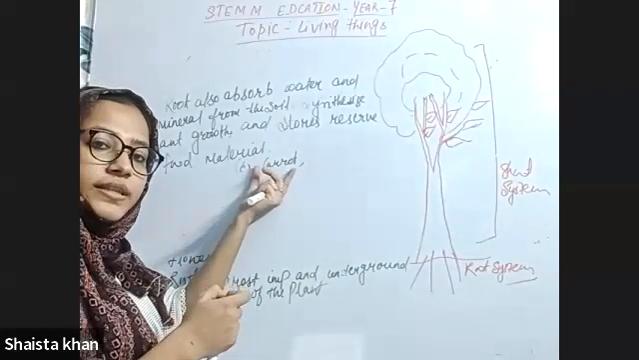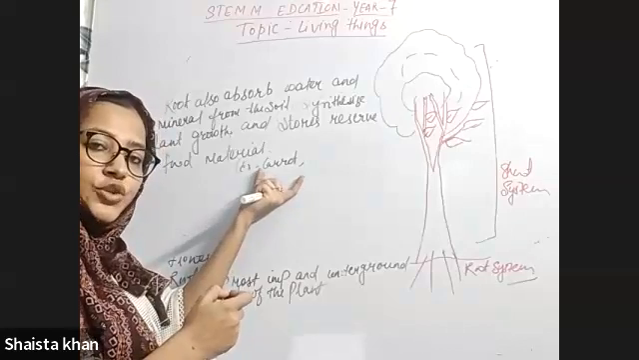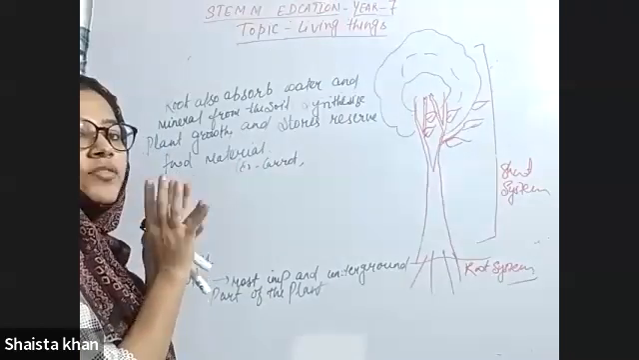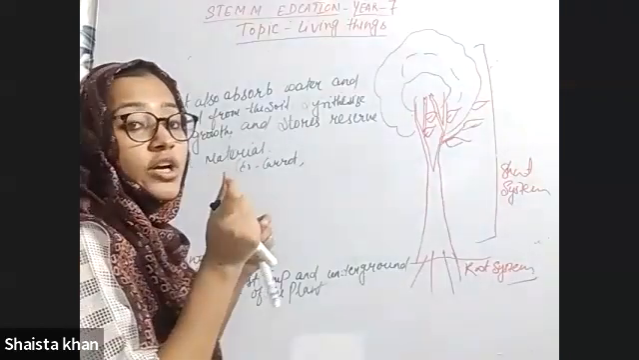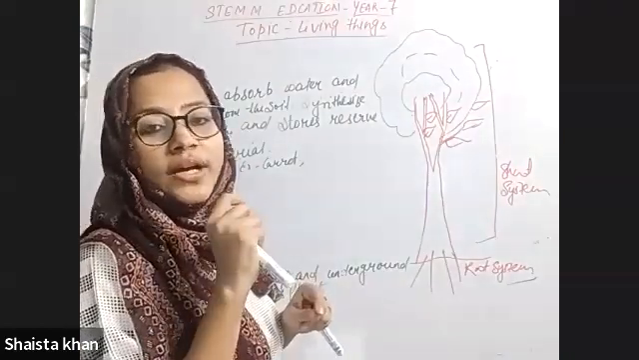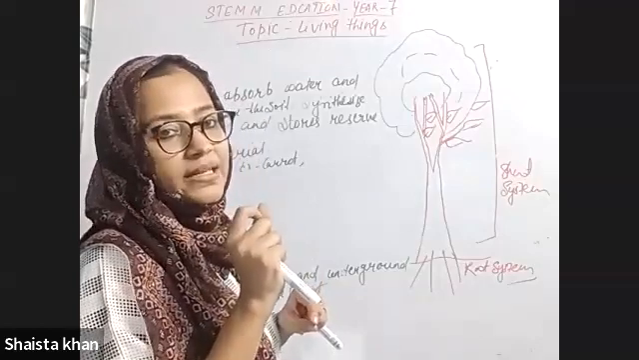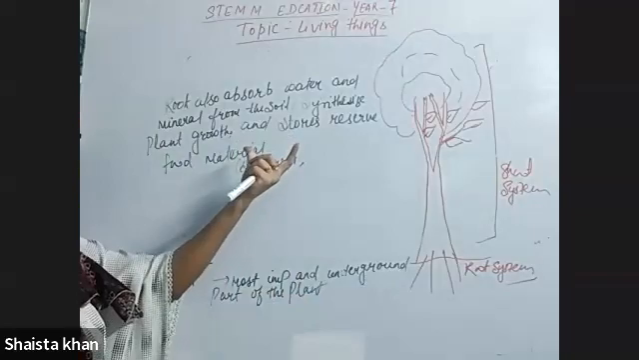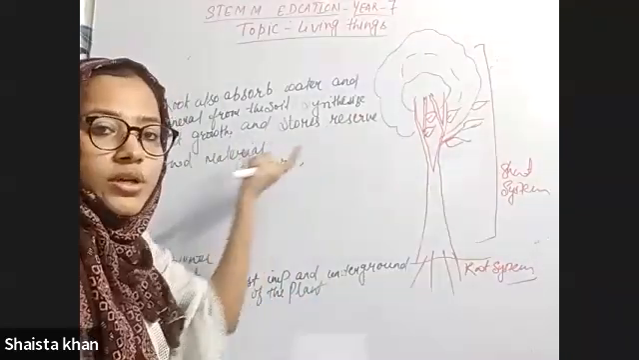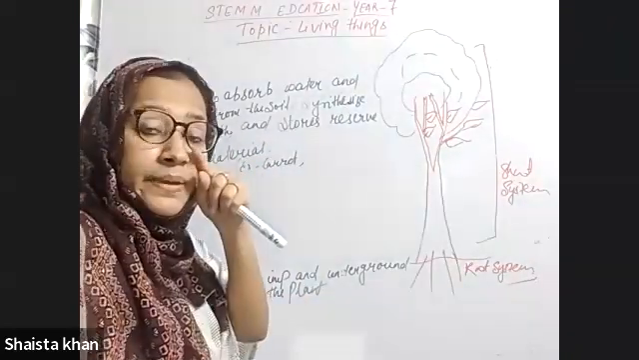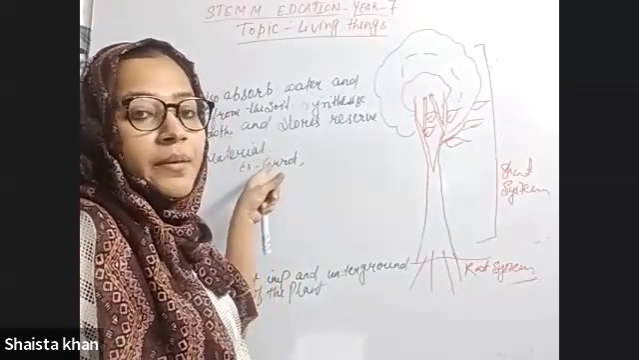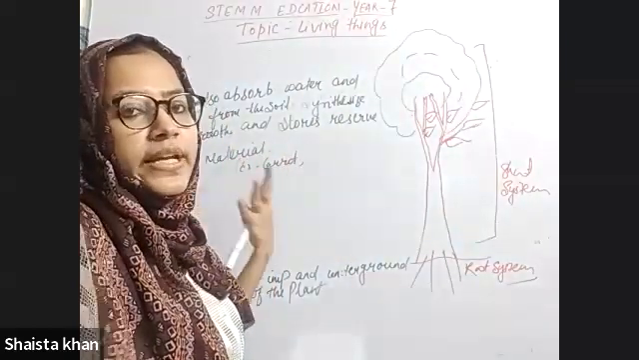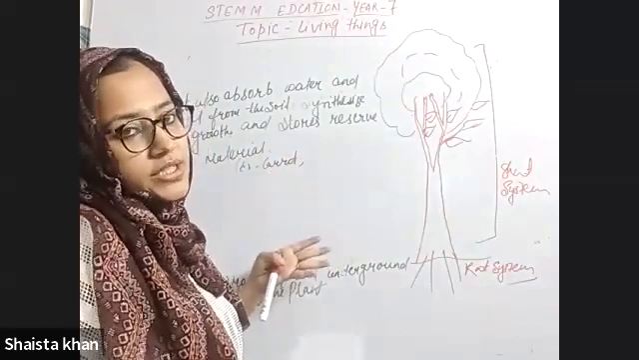This is a taproot, but that root reserves the food material and is swollen up, and we eat it. If we talk about carrot, we eat the roots of the plant. That is a taproot, in which the root stores reserve food material. And why does it happen? Because it stores food to protect itself from unfavorable conditions. Right?